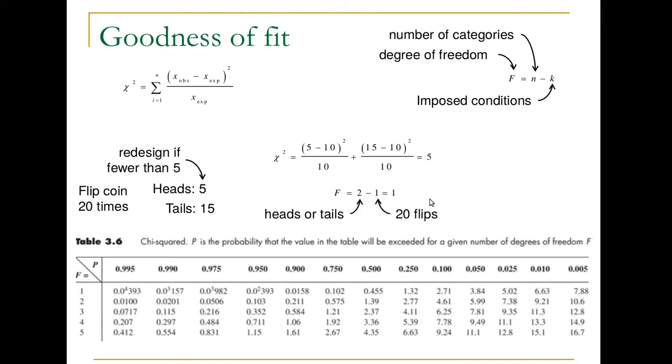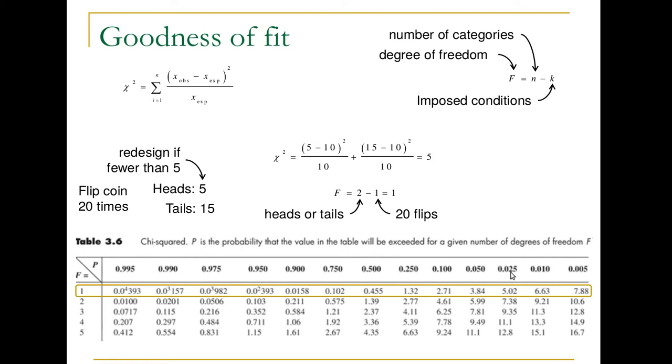Now degrees of freedom. Again, like I said, we have 2 for the number of categories, heads and tails. But then we have a condition here, and that condition says that the number of heads plus the number of tails has to equal 20. So we're taking away 1 degree of freedom, so we have 1 degree of freedom. And now we'll look here on our table. We find the row for 1 degree of freedom, and we go over until we find the corresponding value for chi-squared. And it's really close to 5.02.